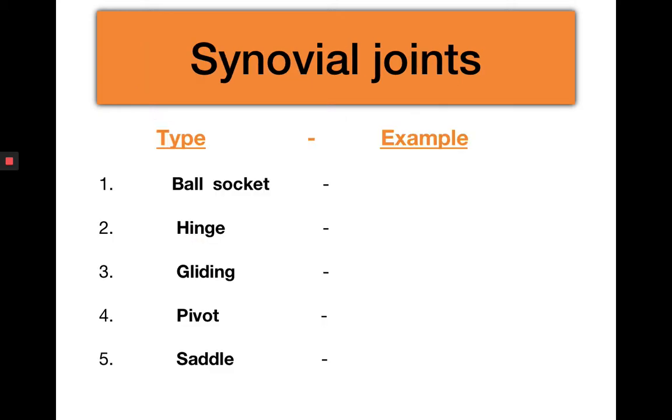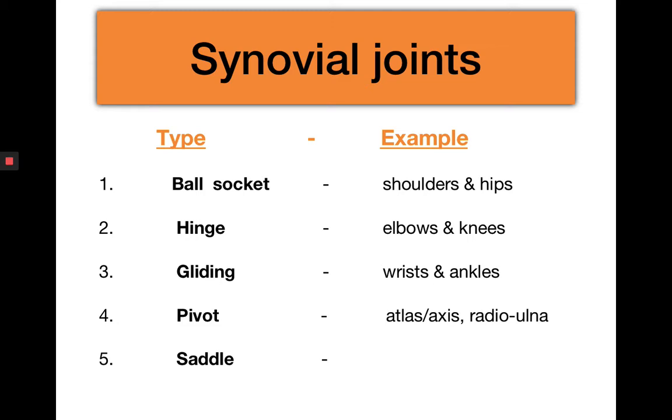Okay, so those examples then of our synovial joints, and two examples would be shoulders and hips of a ball and socket, elbows and knees of a hinge, wrist and ankles or hands and feet for the gliding, the atlas and axis, that's C1, C2 in the vertebral column, the top two cervical vertebrae, and then our radio-ulnar joint in our forearm, and then we have the metacarpal of the thumb in our saddle joint.